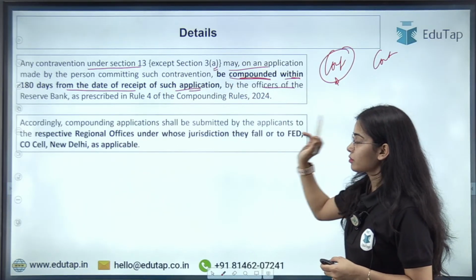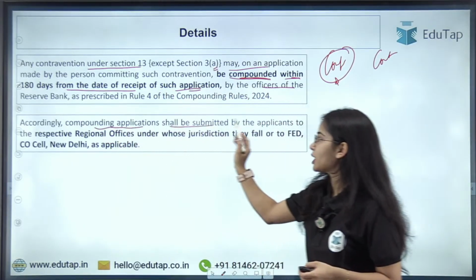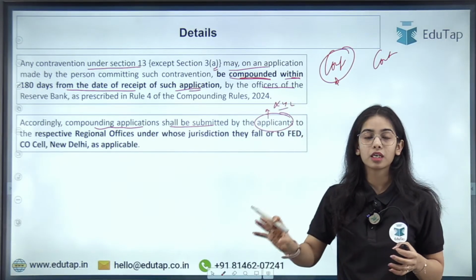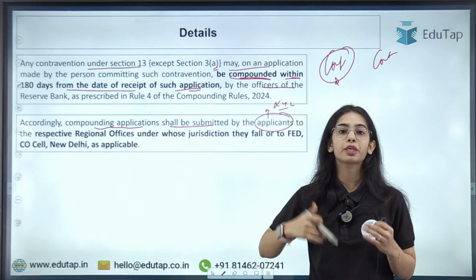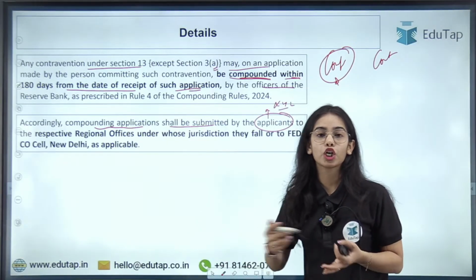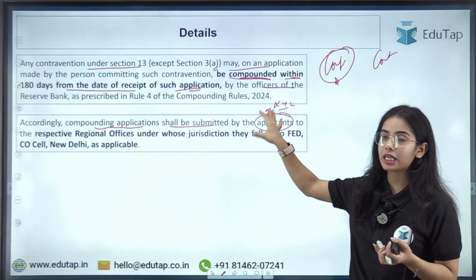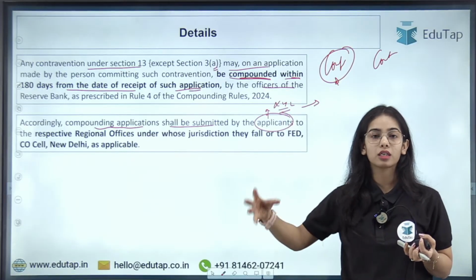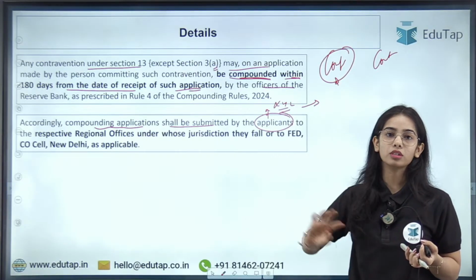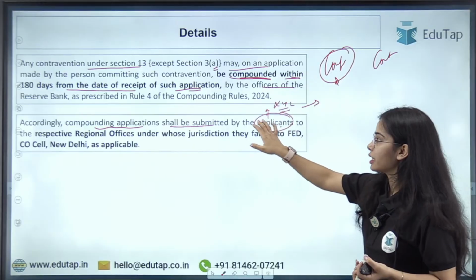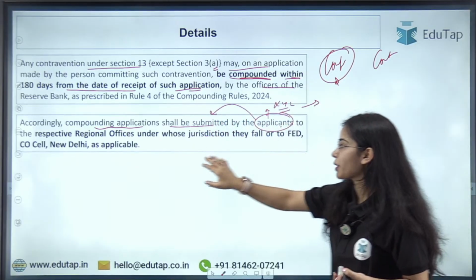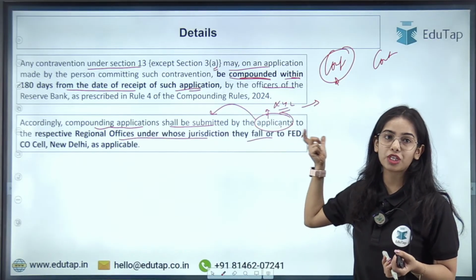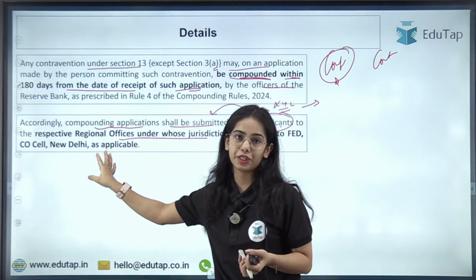Next is, accordingly, compounding applications shall be submitted by the applicants. So let's say XYZ person has done the mistake. Let's say some breach has been done, some reporting requirement was not being met. The XYZ person has done the contravention, and now is voluntarily telling about the mistake, okay. So the applicant has to submit the application to the respective regional office under whose jurisdiction they fall, or to the Foreign Exchange Department, the central office in New Delhi, okay.